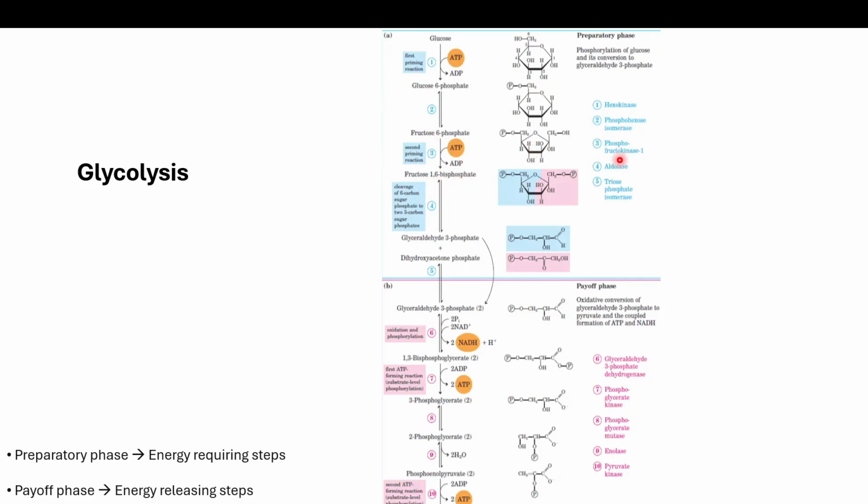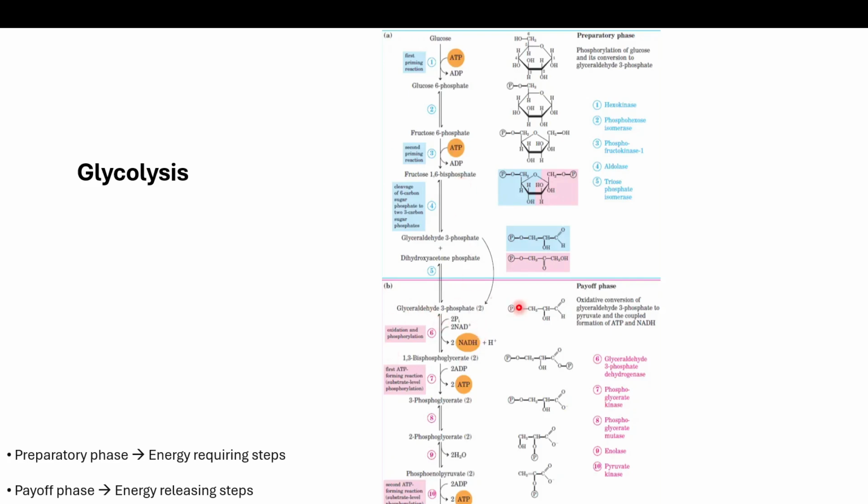So another kinase will be playing a role here, and then this is broken down into three carbon compounds. One is glyceraldehyde 3 phosphate and dihydroxyacetone phosphate or DHAP. Now wherever a phosphate group is getting added, that phosphate is being taken from ATP molecules. So in two of the steps, ATP molecules are being used here.